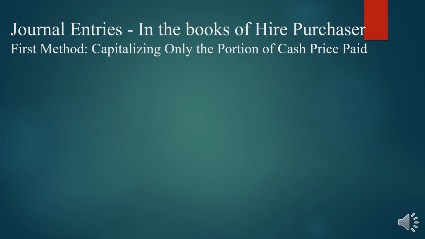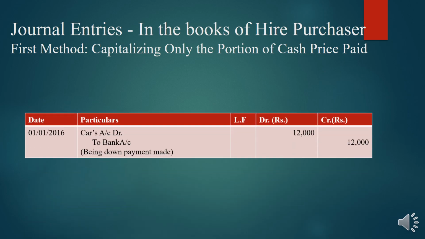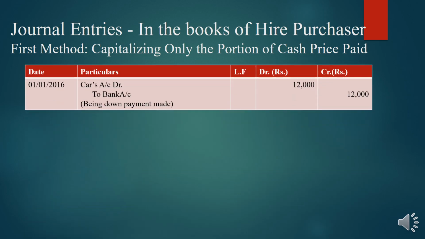This is the second type of problem. As we all know, there are two methods. In the first case, we capitalize only the portion of the cash price paid. For that, the first journal entry on 1/1/2016 for the down payment paid: Car account debited to bank account. Down payment paid is 12,000.